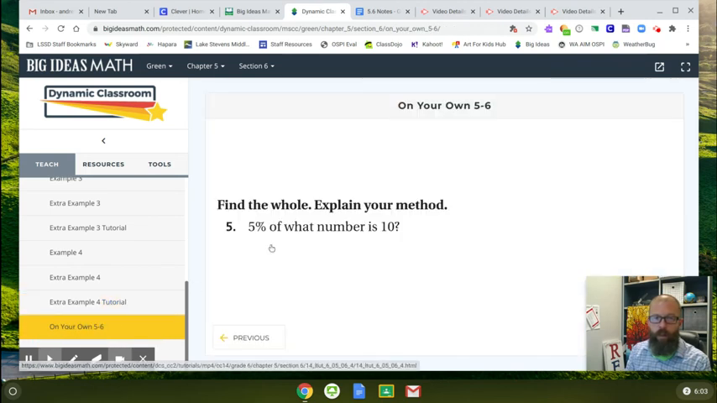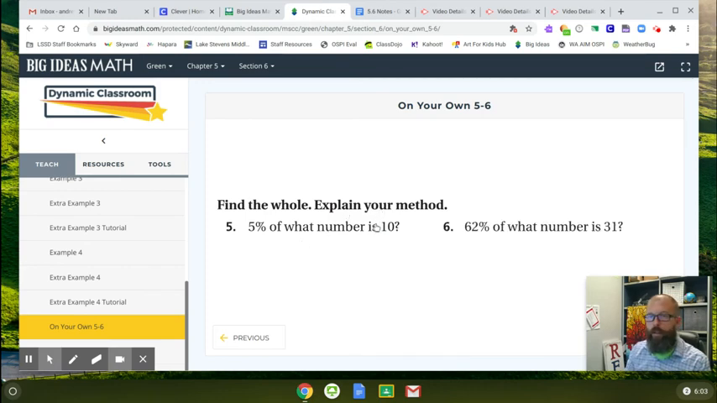Let's take a look at it. So try these two out. Find the whole. Explain your method. So this means you can use any method you want. 5% of what number is 10? 62% of what number is 31? So make sure your answer makes sense. Go ahead and try those. 1, 2, 3, pause.